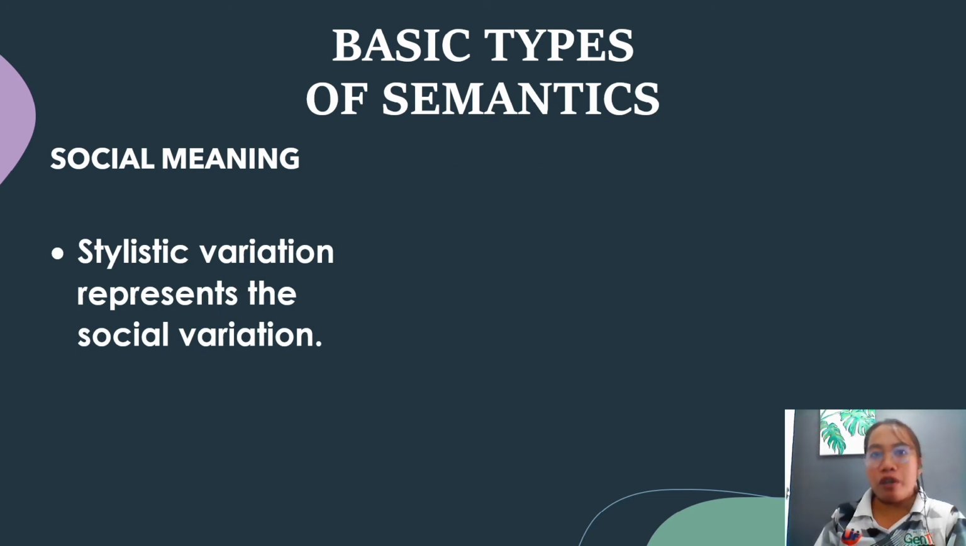Stylistic variation represents the social variation. This is because styles show the geographical region and social class of the speaker. Style helps us to know about the period, field, and status of the discourse.